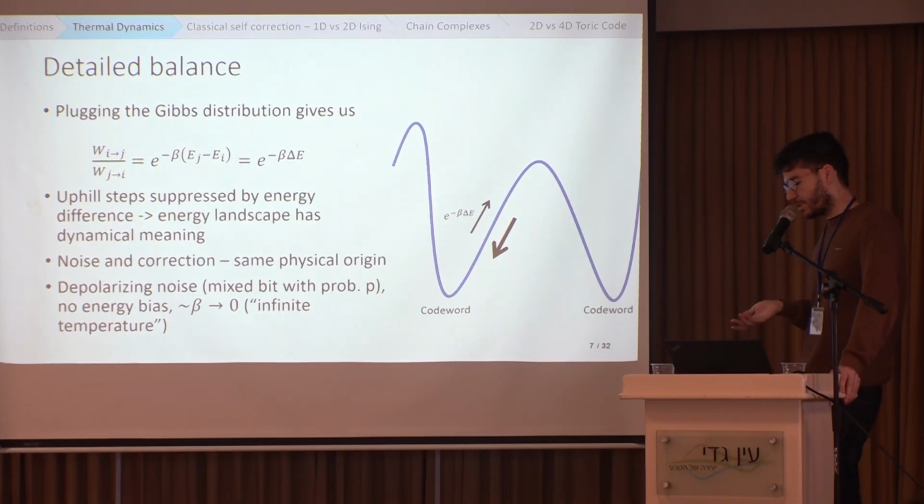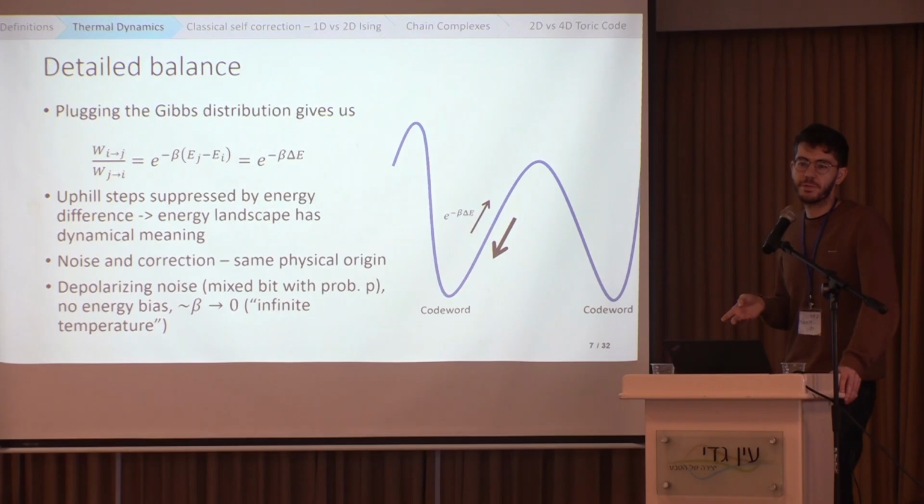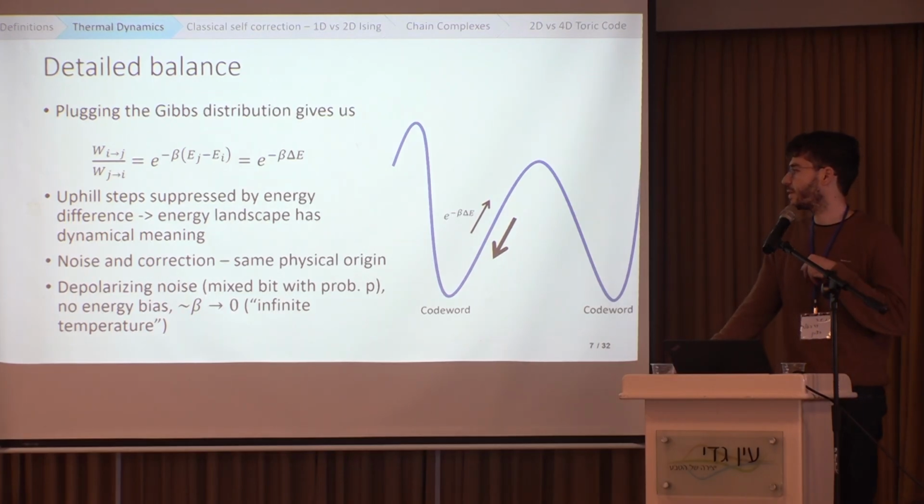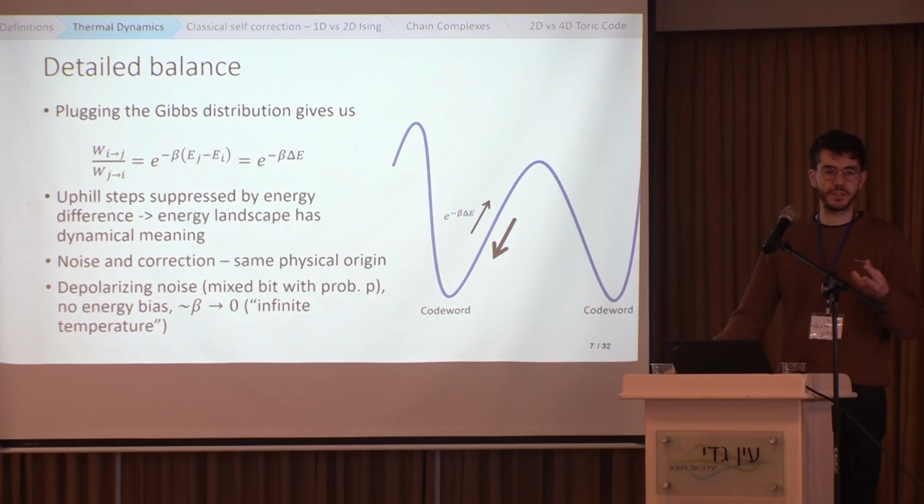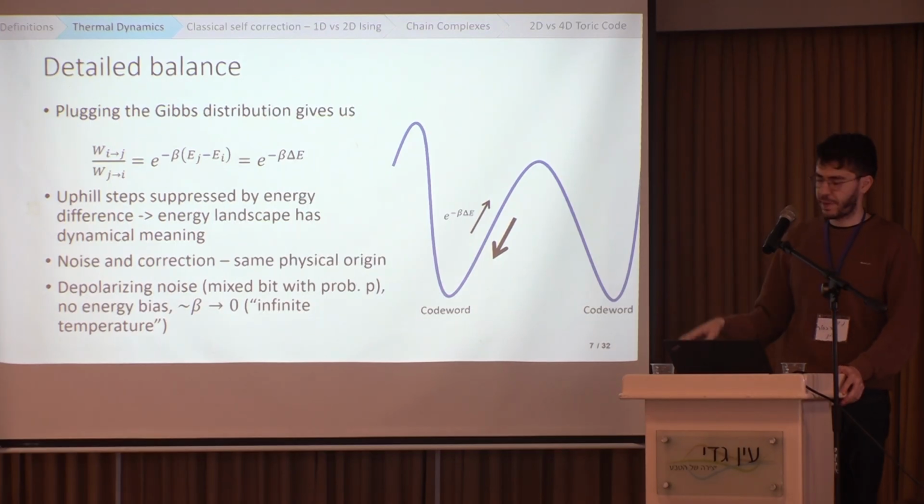It's also important to mention that this is a strong assumption about the noise. If we consider depolarizing noise, in which we get a flipped bit with probability p, this is agnostic of the energy. It just changes the bit and doesn't care about the energy. This is like saying we have infinite temperature. And because of that, for any depolarizing noise, we won't have self-correction in this meaning of a thermal bath.